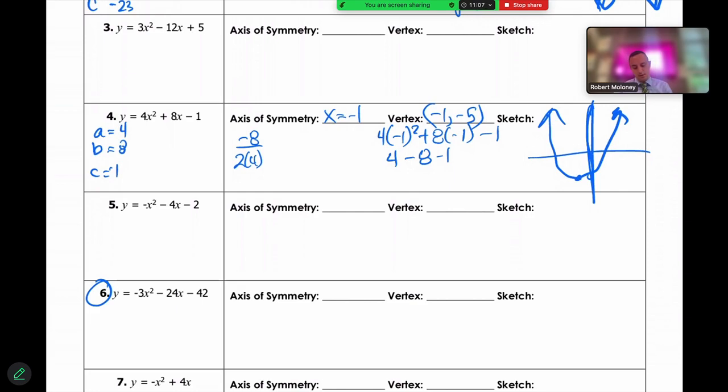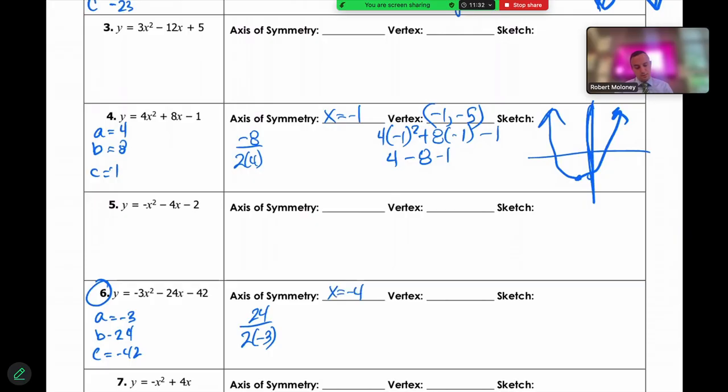All right, so let's see. a is negative 3 this time, b is negative 24, and c is negative 42. All right, so let's plug this in and work it out. So the opposite of b is 24 divided by 2 times negative 3. So I have 24 divided by negative 6 is negative 4. So x is equal to negative 4.